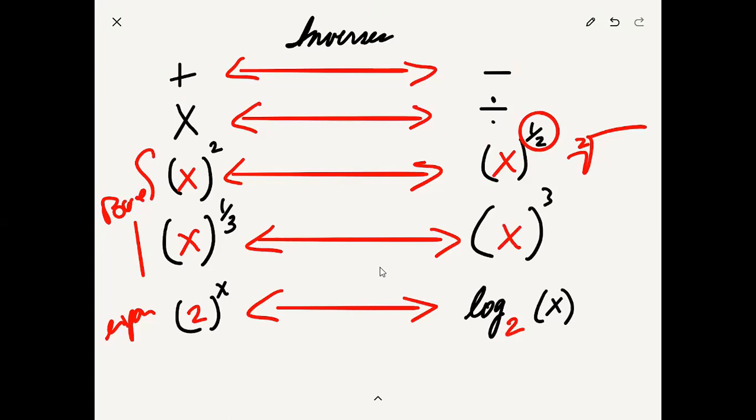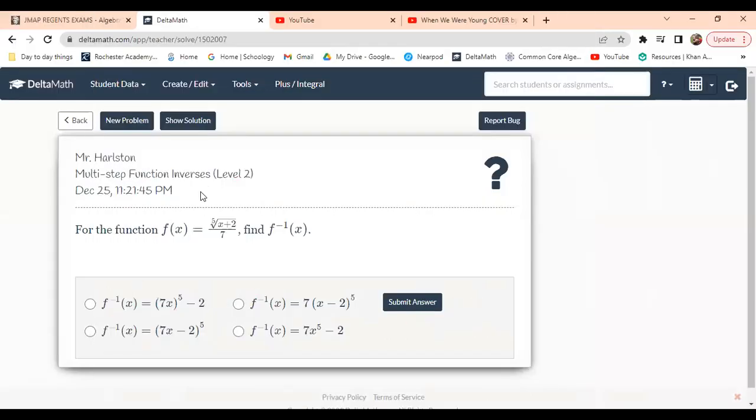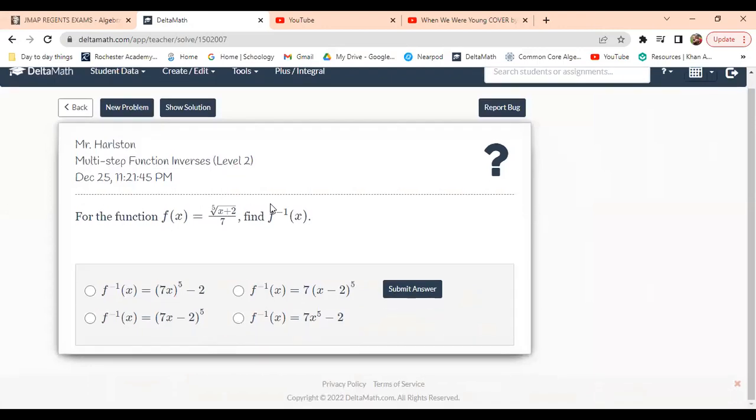Now, let's look at a few problems and see how we would do this. The problems that I'm going to use are going to be DeltaMath questions. On the screen, I'm going to write these down on my iPad, and then we're going to do it. So we have the function f of x equals the 5th root of x plus 2 over 7, and they want us to find the inverse.